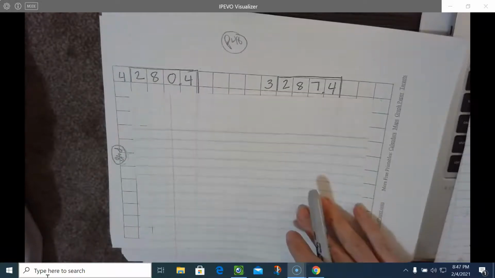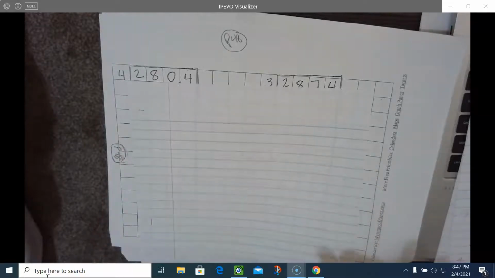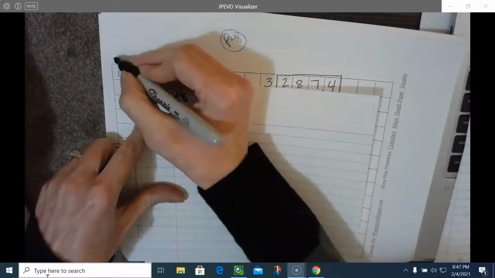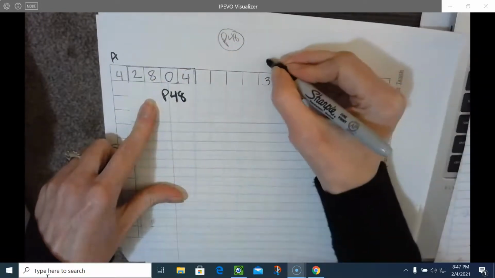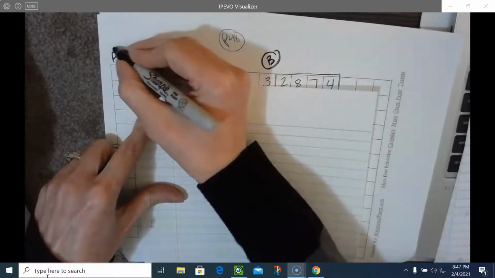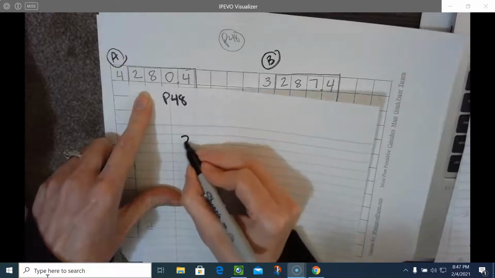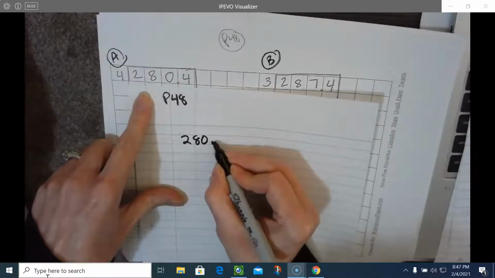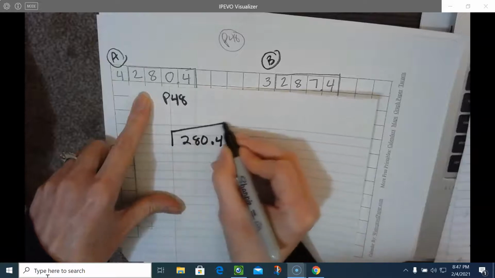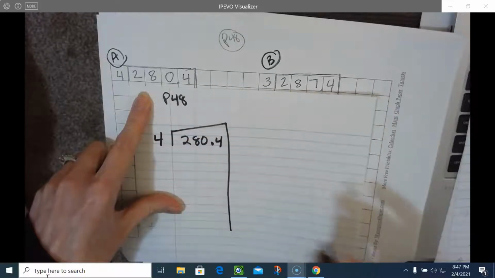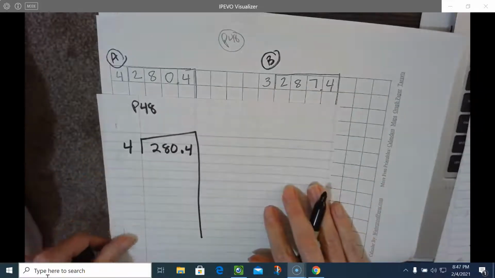So let's copy down the first problem, and we're going to set up our ratio table. So this is page 48. I'm just going to set up my paper, page 48, and I'm going to label this problem A, and this one will be problem B. So if you could do the same right now, that would be great. And then I'm just going to copy this problem down, 280 and 4/10. And then I'm going to make my nice long bracket here, divided by 4. And then once I do that, I'm going to go ahead and set up my ratio tables.